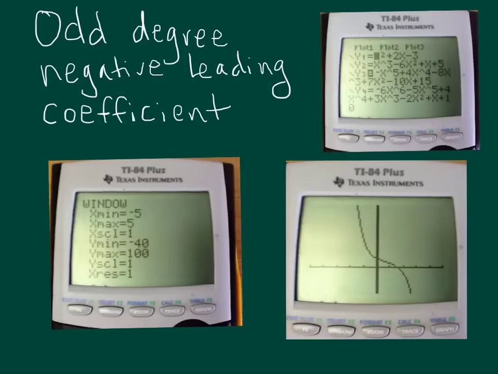And finally, we have an odd degree with a negative leading coefficient. So we have x to the 5th plus 4x to the 4th minus 8x to the 3rd plus 7x squared minus 10x plus 15. Here is the window and what the graph looks like.